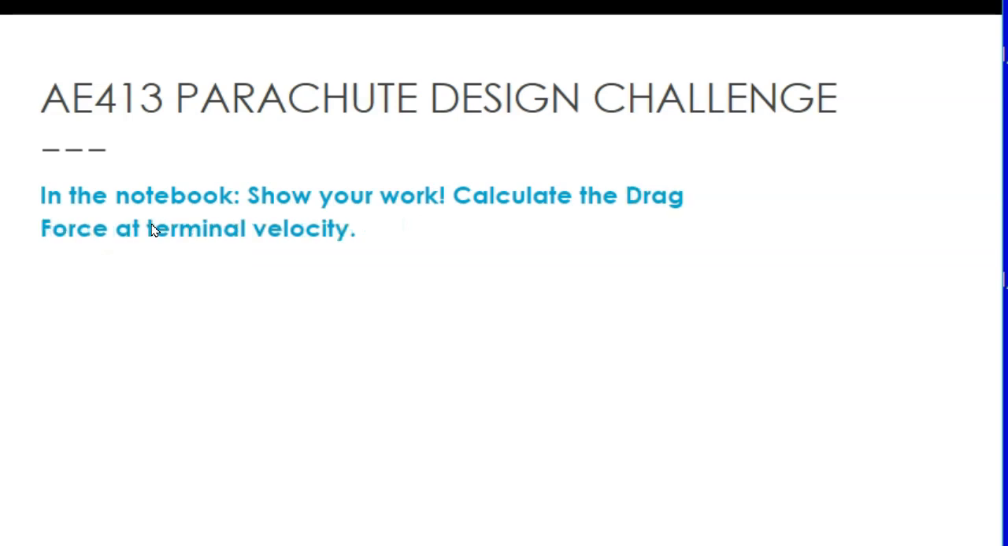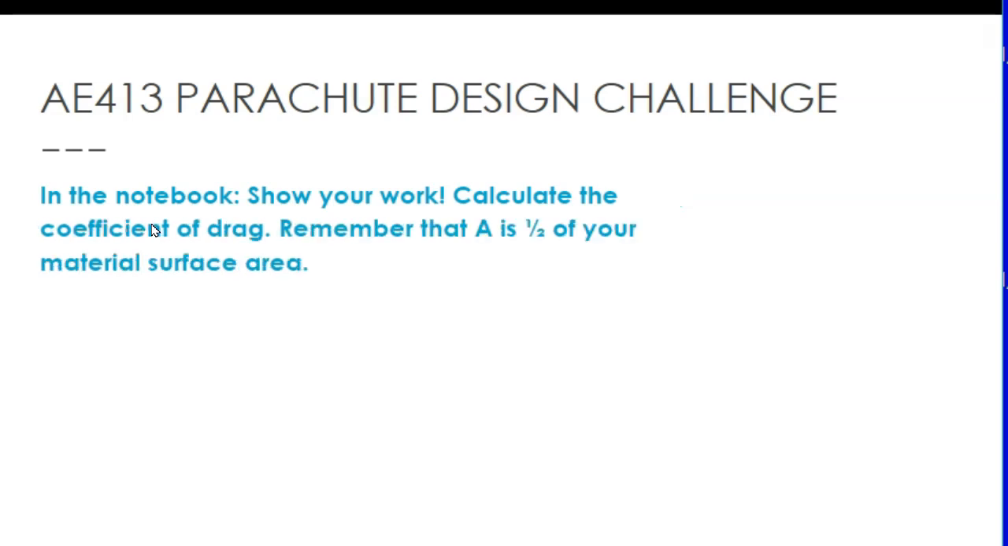Use this for the remainder of your calculations. Calculate the drag force at terminal velocity. So the drag force is going to be equal to the weight, so it's mass times gravity. That one's pretty easy. Keep it in kilograms and meters per second squared. Calculate the coefficient of drag. Remember that you need to take the surface area. If your parachute is flat, take that surface area and divide it by 2 before you begin your calculation. And you have all the numbers you need to finish this calculation at this point.